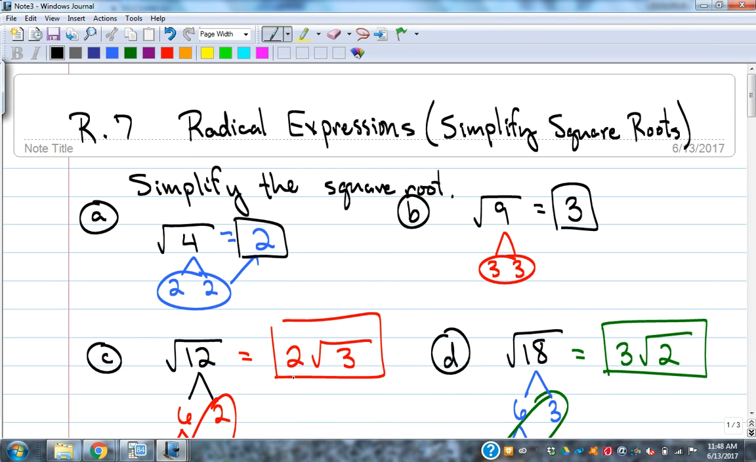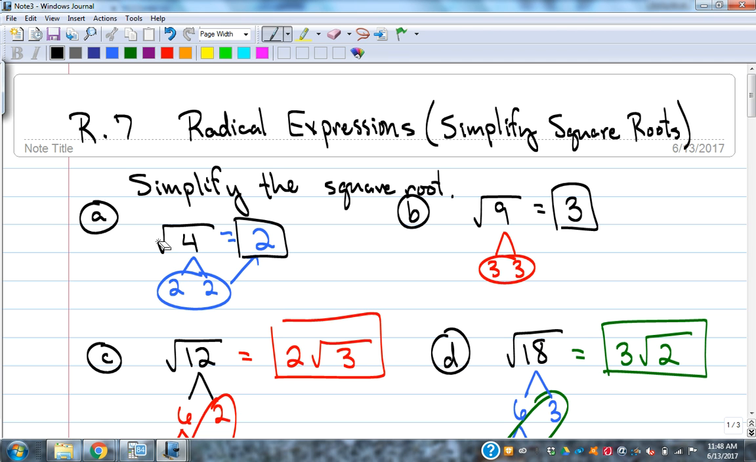All right, we're looking at R7, the radical expression. So we're going to be simplifying square roots in this particular section. So I'm going to go through this. This is me making up the video because I failed to record it when we were going through it live. So as I step through these examples, I'm going to explain what we were doing there.